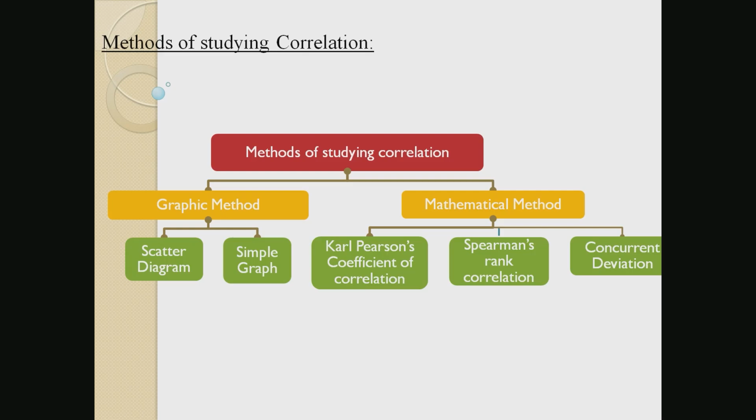Methods of studying correlation. Correlation between two variables can be measured by graphical and mathematical methods. Scatter diagram and simple graph are two important graphical methods, while Karl Pearson's coefficient of correlation, Spearman's rank correlation, and concurrent deviations method are algebraic methods used for measuring correlation.